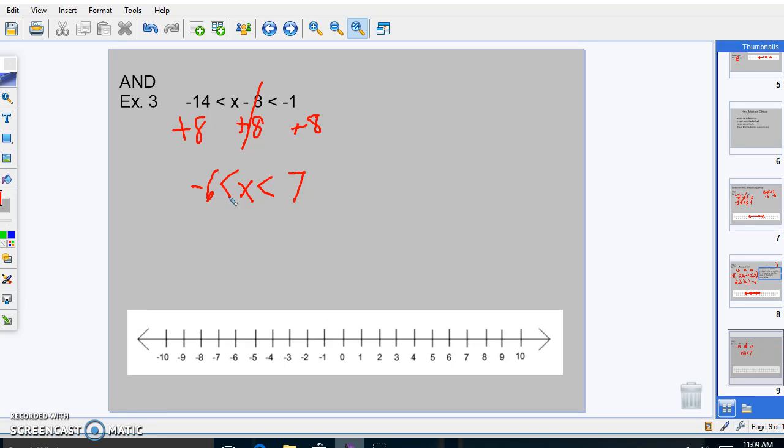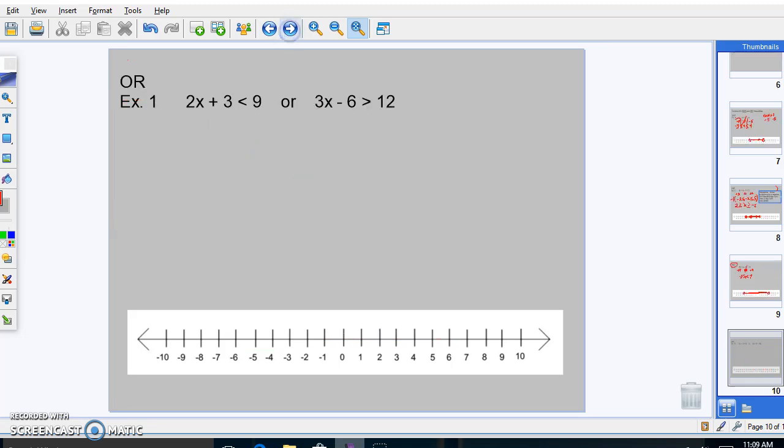Now, I have an open circle at negative 6. X is bigger than, not equal, but x is bigger than negative 6, but less than 7. So that would connect and make a line. You will start to begin to notice that all AND inequalities connect. So my circles connect. I have no arrows.